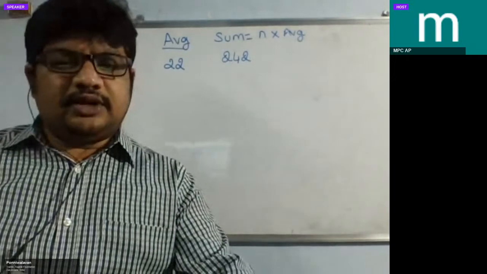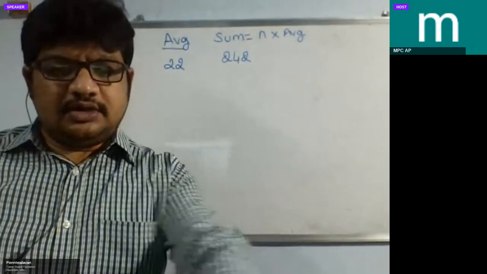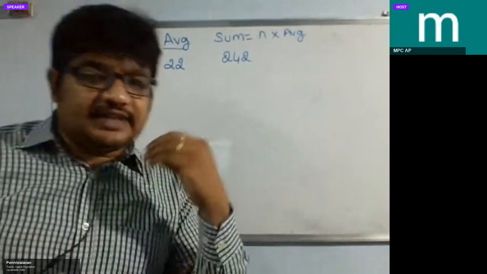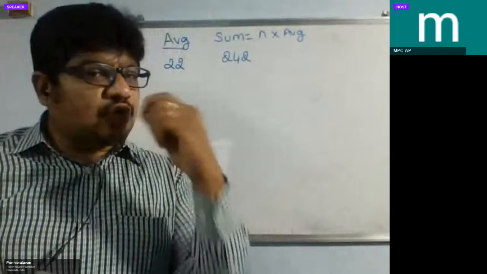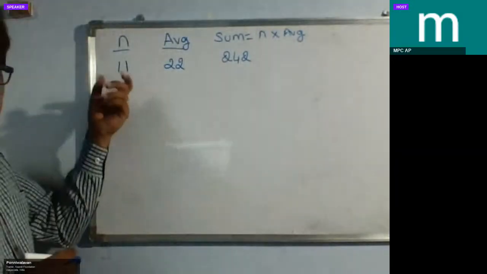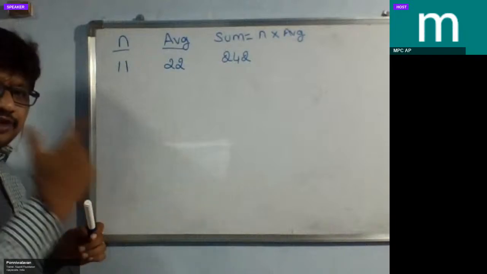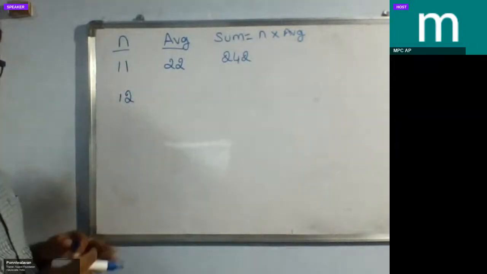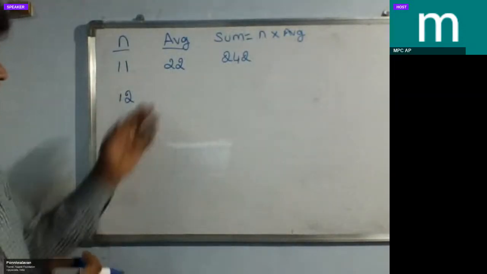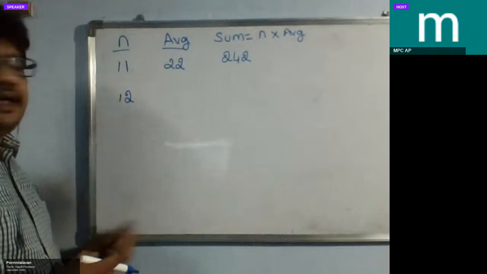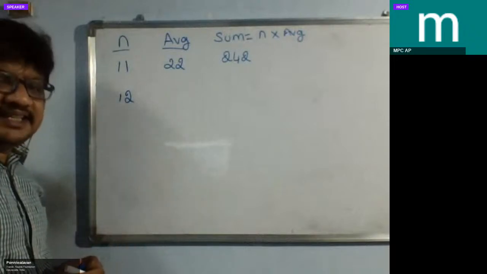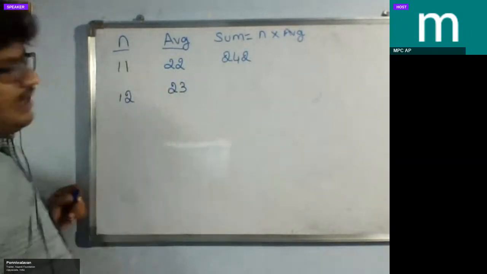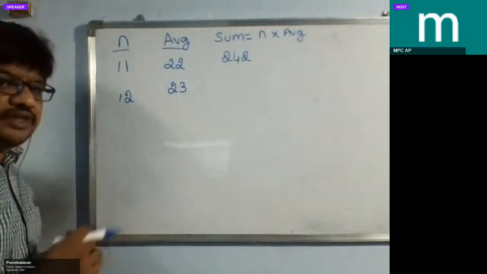Okay. And what they told: if the age of the coach is included, what will be the number of persons? 12. And the average increases by 1, right? Average increases by 1, so it is 23.